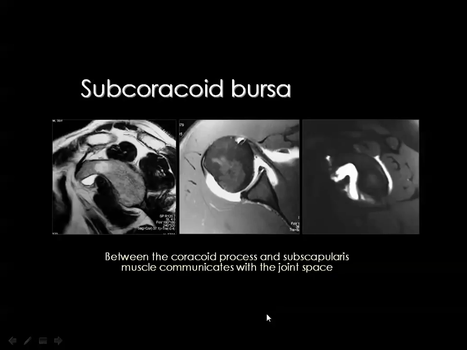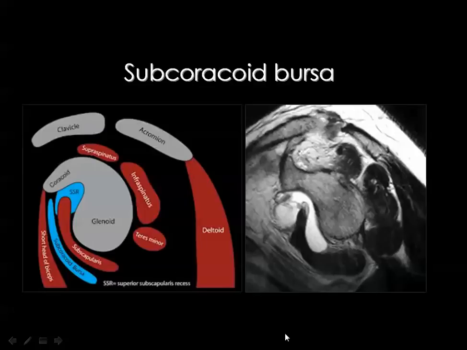Then the subcoracoid bursa, you remember that this area is known as the superior subscapularis recess, and this recess is continuous with the joint, meaning that if the joint is containing fluid, then this recess will also accumulate fluid. But the subcoracoid bursa is present outside the subscapularis muscle, and you remember this drawing, and you can see the coracoid process. Underneath the coracoid is the superior subscapularis recess, and this recess is continuous with the joint. It will fill with fluid if the joint is containing fluid.